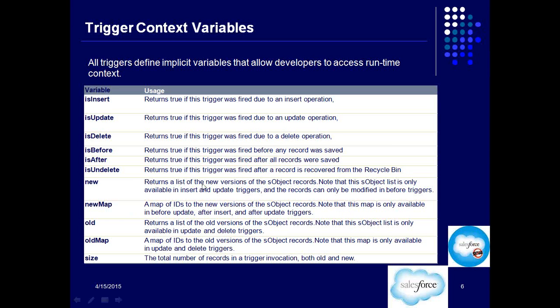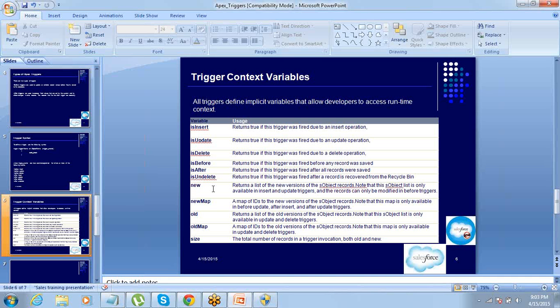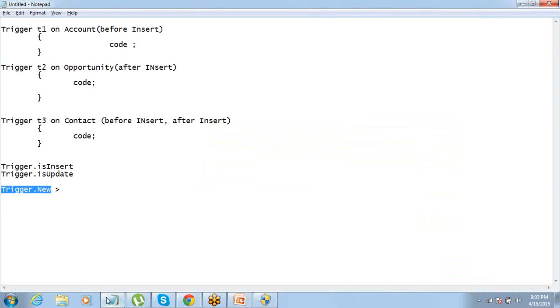So it returns a list of the new version of the SObject records. Note that this SObject list is only available in insert and update triggers, and the record can only be modified in before triggers. Okay. So don't get into that last line. We can talk about that later. Just understand that this is a list of SObject which stores the data which is actually being inserted or updated.